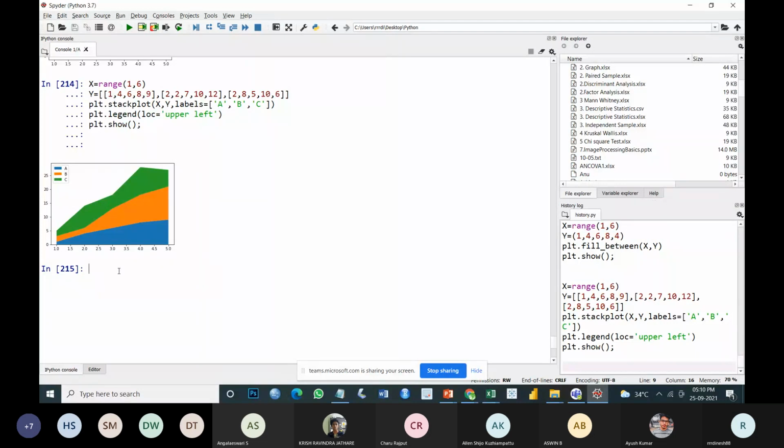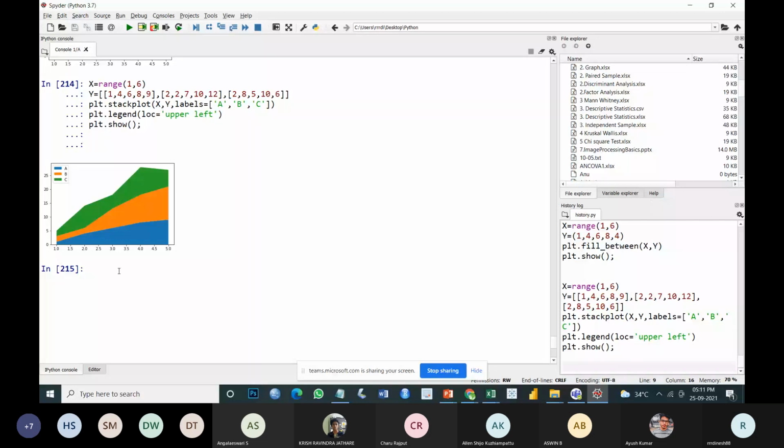This is a stacked bar graph. Then we can draw the dual axis. Dual axis means two y-axes sharing a common x-axis. We go for a dual axis graph. For that we use a twinx function.